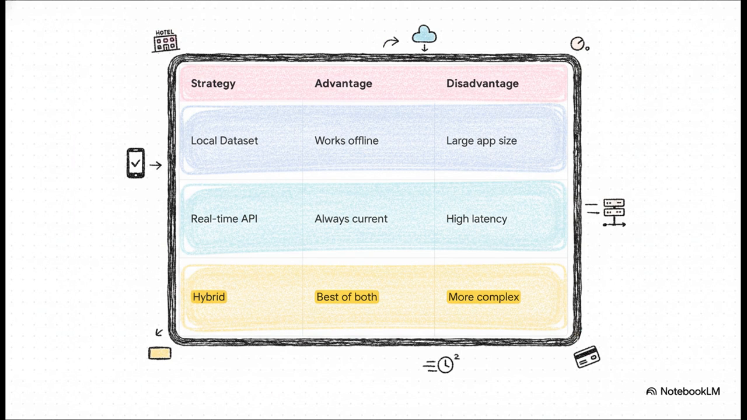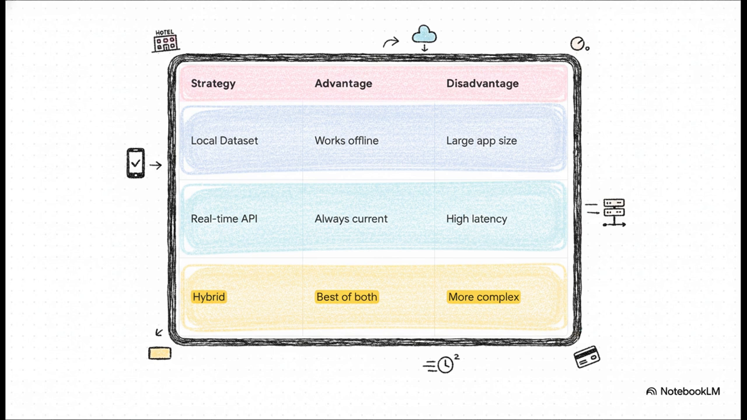Next up, autocomplete search. How do you make it feel lightning fast? You've got a few options. Strategy 1, stuff all the data on the phone. It's offline, it's instant, but the app would be massive and the data would get stale fast. Not great. Strategy 2, ask the server for suggestions every time you type a letter. The data would be fresh, but it would feel so laggy.